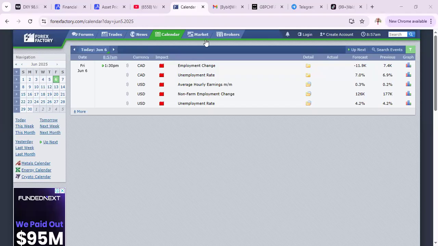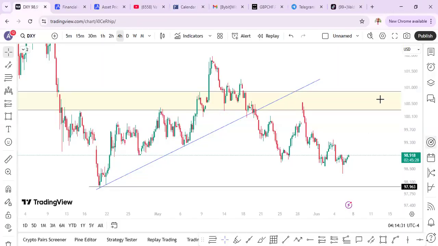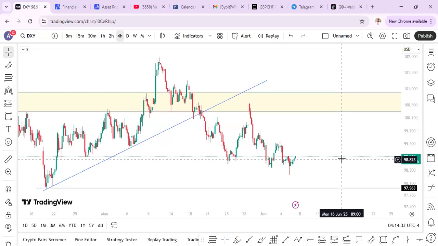So, like I said, NFP is coming up at 1:30 from the US and from Canada. So let's look at the result of this NFP, and that will determine our trade decision for today. But let's quickly rush to see what's going on from the chart. So I started from DXY.